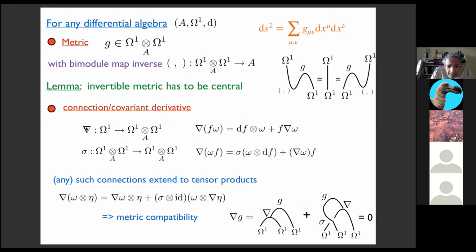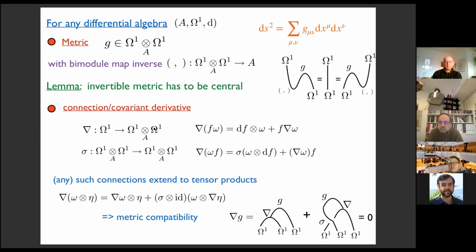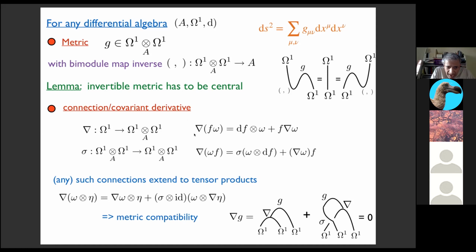The connection, a Levi-Civita connection, is going to be, well, a connection is going to be a map like this. Normally you would think of a covariant derivative as a map, let's say for every vector field, from omega-1 to omega-1. That's just evaluating against a one form. So the Leibniz rule properties for a covariant derivative become this, abstractly.